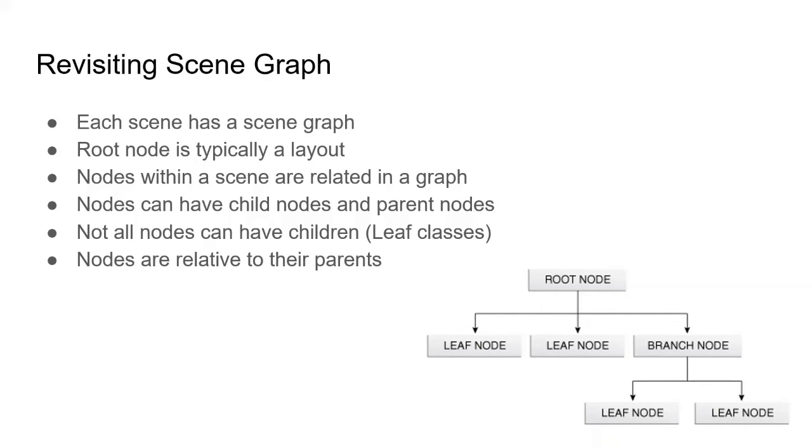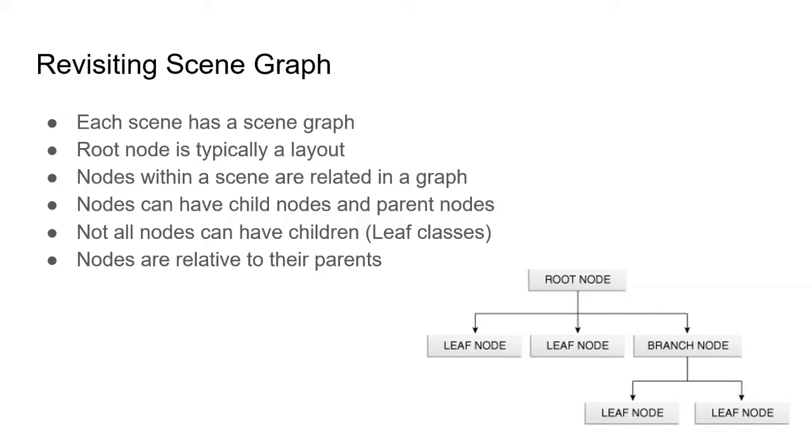Each scene has one scene graph, which is contained in the scene, and not necessarily in the layout, because a layout can contain layouts. So a layout is just part of a scene graph. The root node is typically a layout, but not always, and nodes within a scene are related in a graph. So root nodes have child nodes, and those child nodes can have child nodes, and so on and so forth.